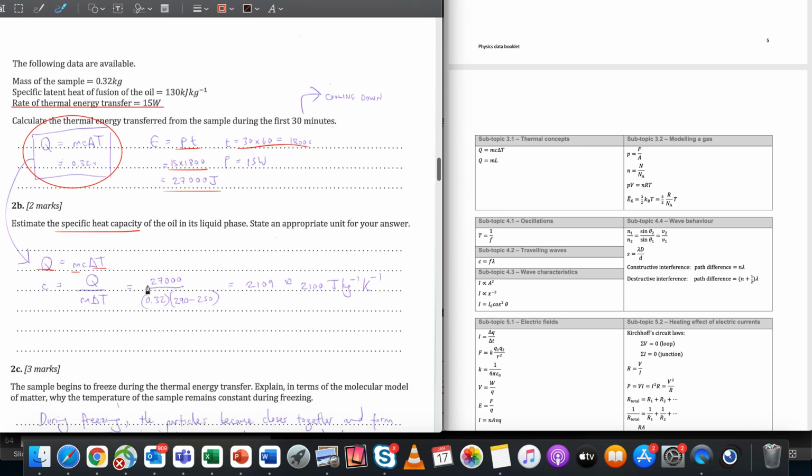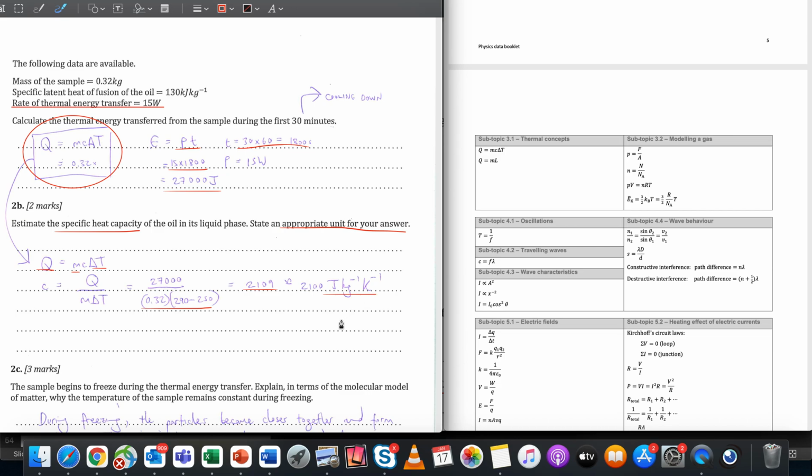Then we take our energy, divide by those two numbers to get our specific heat capacity, and then we're asked for an appropriate unit for our answer. Well, specific heat capacity is the energy per unit mass per degree of temperature change, in this case Kelvin, and so therefore you have joules per kilogram per Kelvin. You could, if you wanted to, put in per degree Celsius as well here. There's no problem with that because a change of 1 degree Celsius is the same as a change of 1 Kelvin.